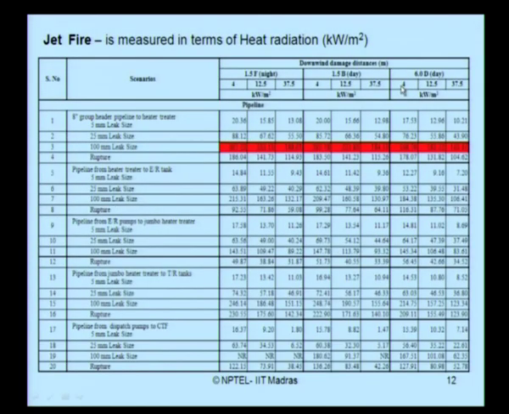Once I do that, I input this data in the software, because these are all very cumbersome data to do a risk analysis. I use a specific software and input this data. Let us look at the results and discuss them further. For example, let us say I am looking for one specific result, which is a jet fire. Jet fire is measured in terms of heat radiation, given as kilowatt per square meter.